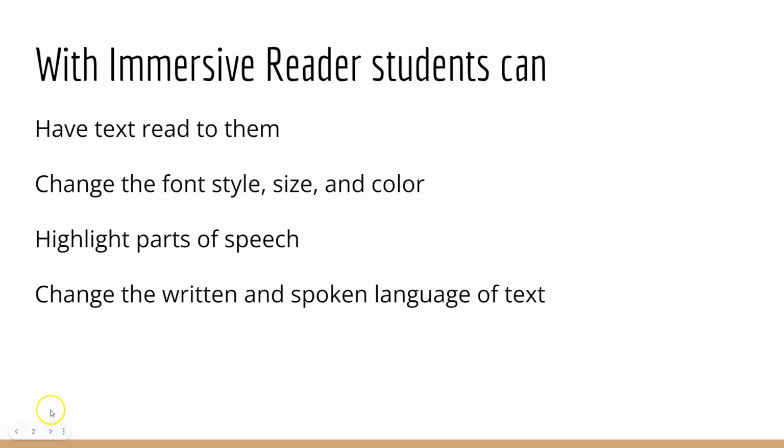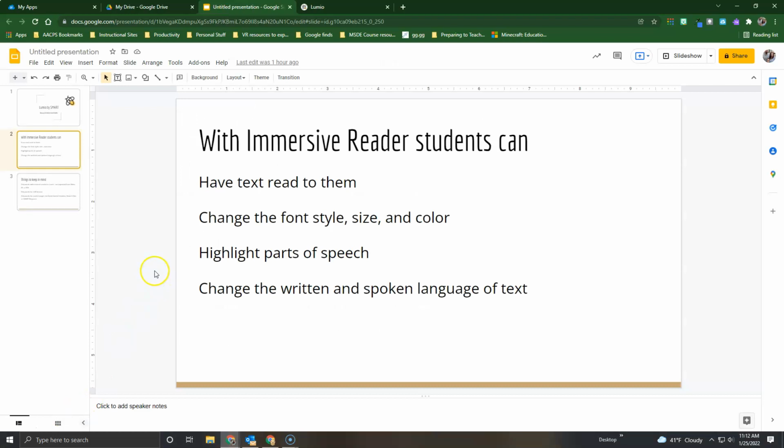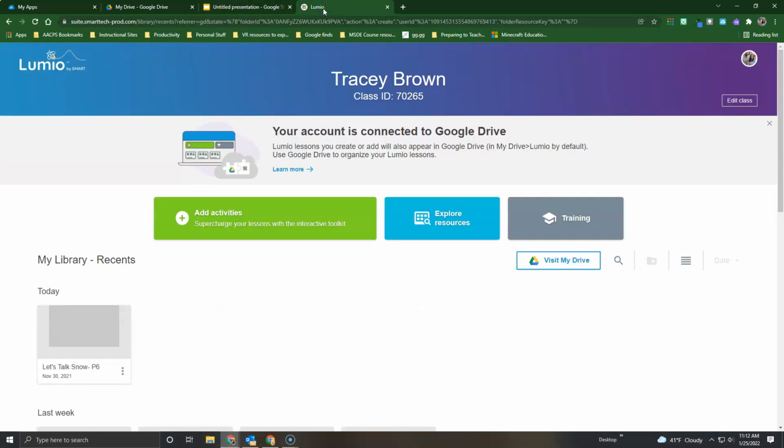Now with that, let's go ahead and jump out of the presentation and see exactly how to use Immersive Reader in SMART Lumio. The first step to using the Immersive Reader tool is for the teacher to log into their Lumio account and enable it for the first time. The good news is you only have to do this once, and once it is turned on in your SMART Lumio account, students will be able to use it with any lesson.